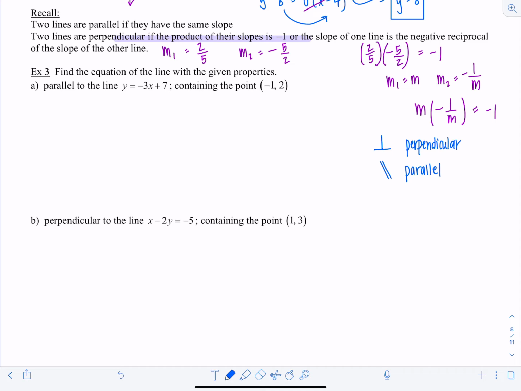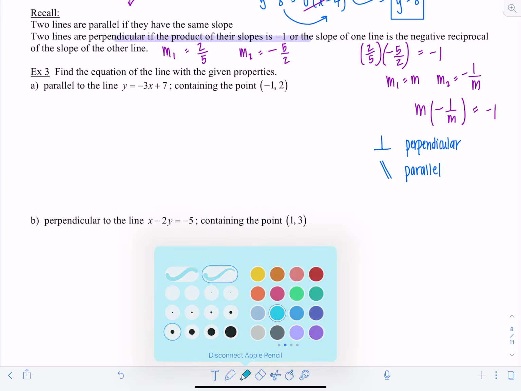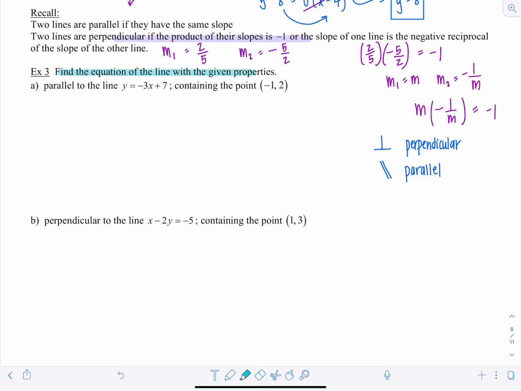Okay, so here we go. Find the equation of the line. So it sounds like we're going to be using some more point slope form, right? Find the equation of the line with the given properties. First thing it says is that our line is parallel to the line y equals -3x plus 7. So what's the slope of our line going to be? Well, if it's parallel to this line, they're going to have the exact same slope. So the slope of our line is going to be -3. I do not care what the y-intercept is of that other line. Irrelevant. All I need to make sure now is that my line goes through the point (-1, 2).